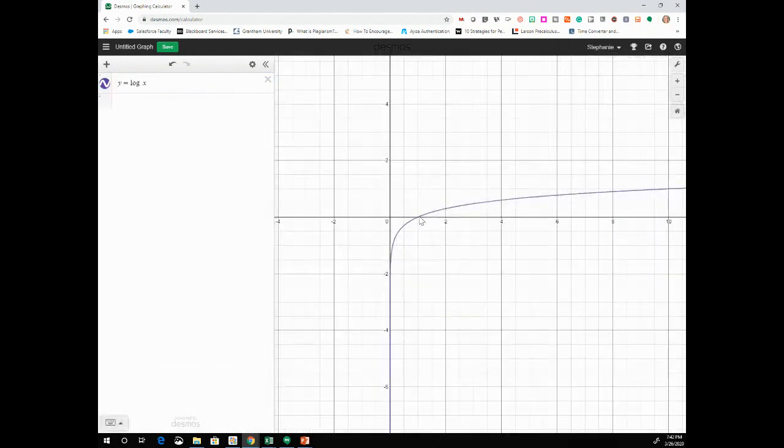I'm going to zoom in. And then you can see that there is a vertical asymptote at 0 here, but it's not actually touching it. And then I said, based off of what your base is, that's where your y value is 1. So log, without anything, is base 10. So we should have 10, 1. And there we go, 10, 1. So that's a way to verify that this is base 10.